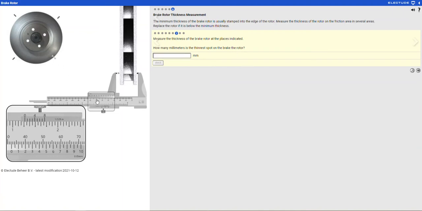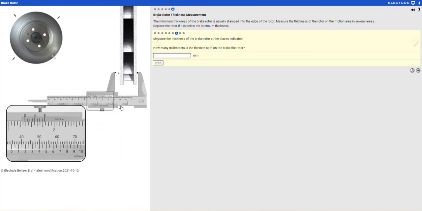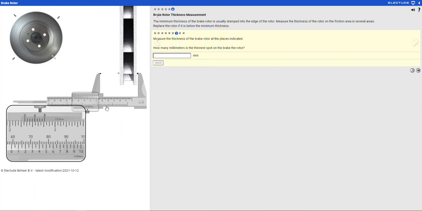Alright, so I'm on spot 1, and again we need to get a measurement on this one. We'll move our caliper on, tighten it down, and I need to find the whole number to the left of the zero. That's still 28, and it looks like I've got a 28.5. So 28.5, we'll start there.